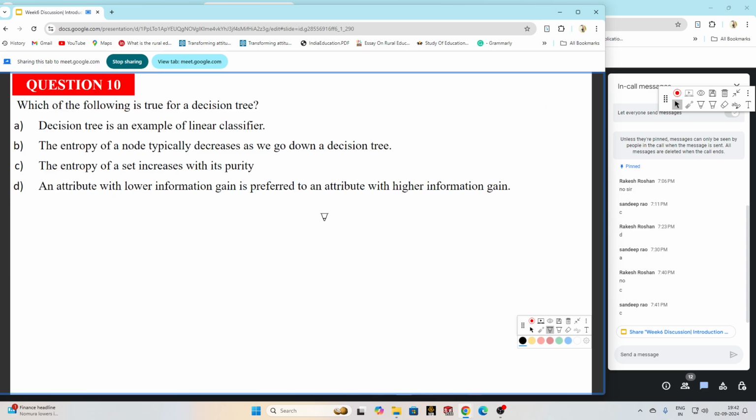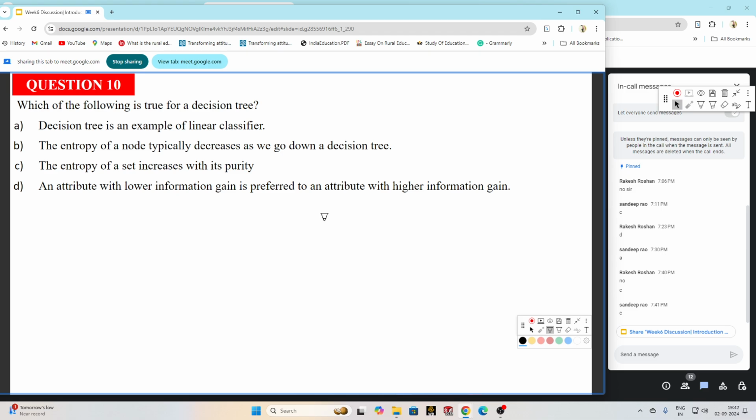Clear, right? So let's move on to the last question of this day. Which of the following is true for a decision tree? Option A, decision tree is an example of a linear classifier. Option B, the entropy of the node typically decreases as we go down a decision tree. Option C, the entropy of a set increases with its purity. And option D, an attribute with lower information gain is preferred to an attribute with higher information gain.